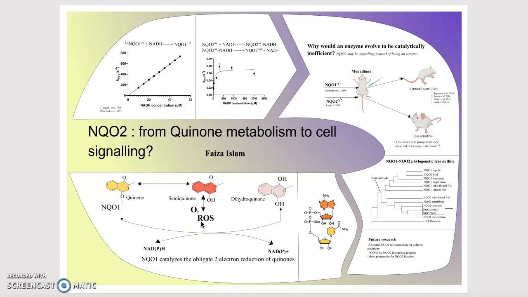Humans have two quinone reductase enzymes, NQ1 and NQ2. NQ1 is a classical phase 2 enzyme in that it is induced in response to oxidative stress and it metabolizes a quick and efficient quinone reduction reaction.